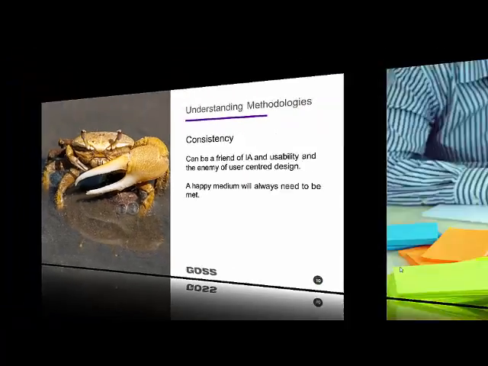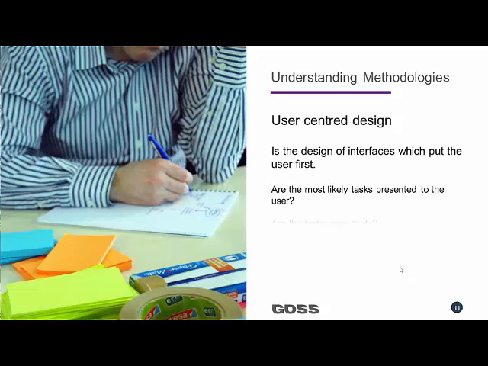Another methodology is user-centered design. This is the design of interfaces which put the user first. When you're designing for user-centered design, you need to ask whether the most used tasks are presented to the user first. Are these tasks easy to do? Is there good usability and good information architecture to support your user-centered design?